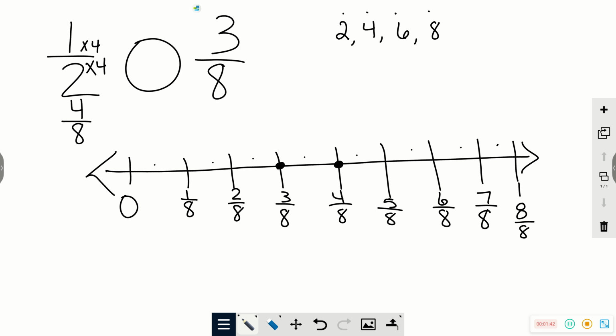4/8 is also known as 1/2, so they should also be able to recognize that. However, we're going to compare those 3/8 to 4/8. Now I can see that 4/8 is the larger fraction, so 1/2 or 4/8 is greater than 3/8. And that is how we compare fractions.